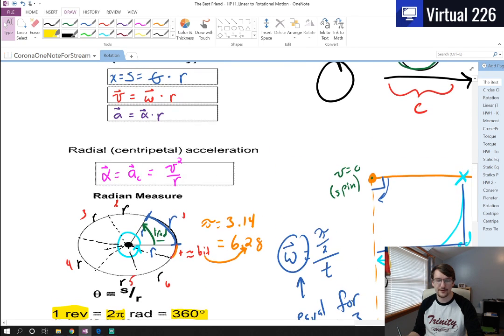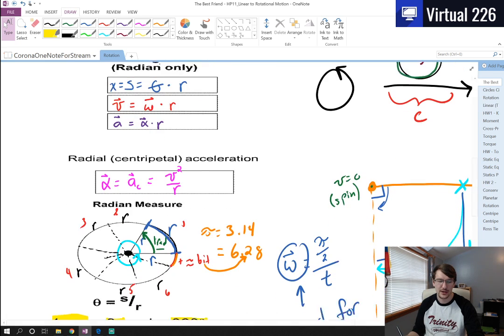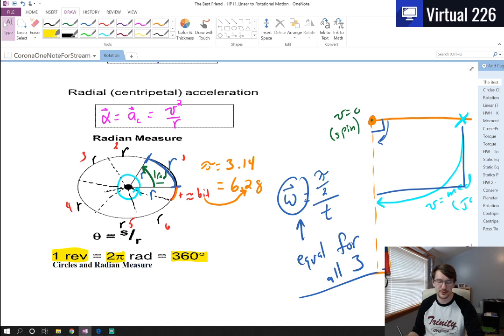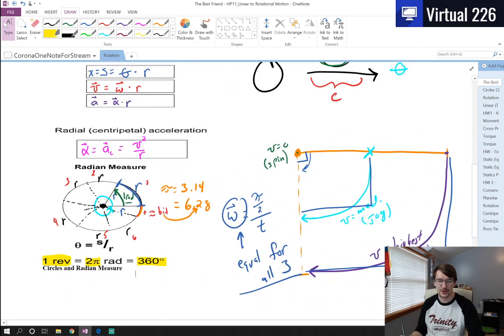Okay, so these are some kind of fundamental things that we'll be talking about in this unit, doing linear to angular conversions, as well as eventually looking at some centripetal acceleration and understanding what a radian measure is.